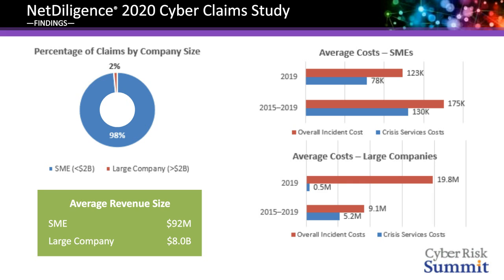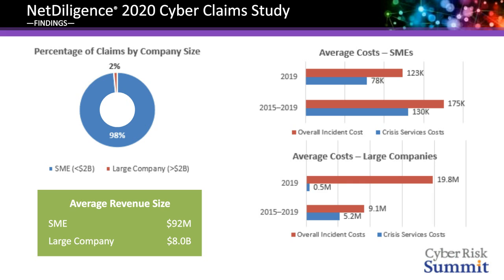For SMEs, on the right-hand side, in the most recent year, or 2019 year, looking at all the 1,600 claims, the average SME claims event was $123,000. There are crisis costs involved in that, and we included that in the blue bar chart right below that. So in 2019, that was $78,000 for the crisis service component alone. If we looked at the 5-year picture of all our data the past 5 years, that actually crept up for an SME to $175,000.